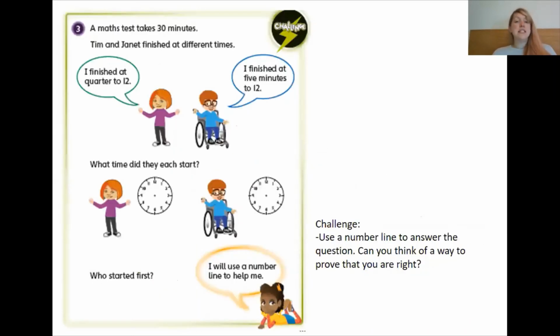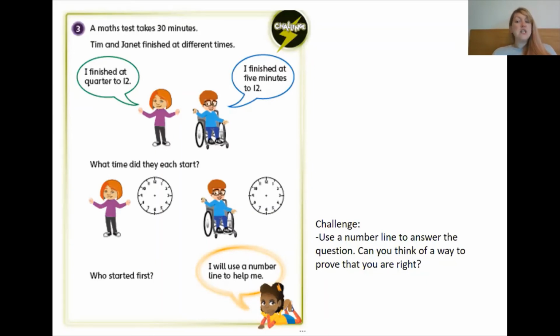And your challenge for today. If a maths test takes 30 minutes, Tim and Janet finished at different times. So Janet finished at 11:45, Tim finished at 5 minutes to 12. So what time did they each start? Who started first?